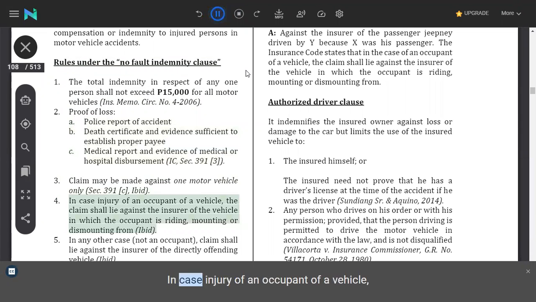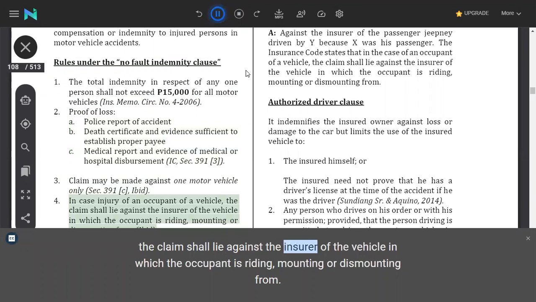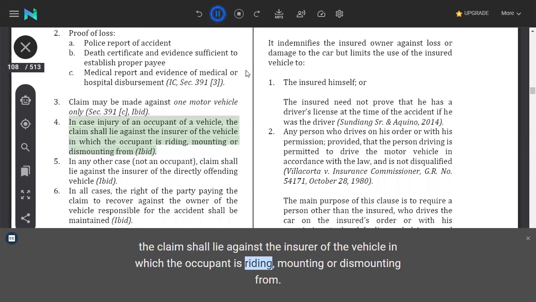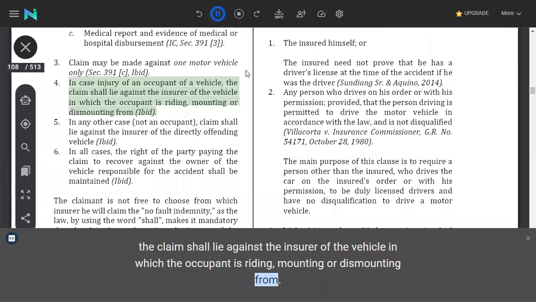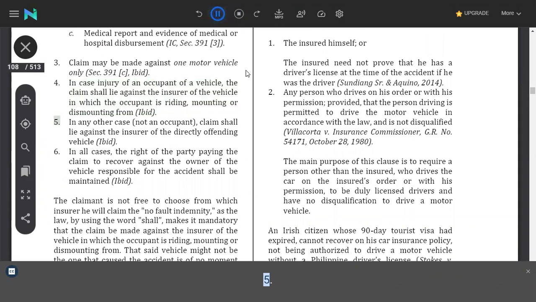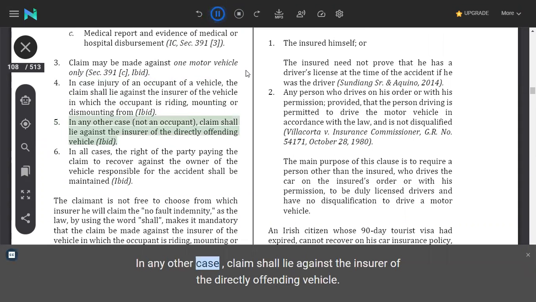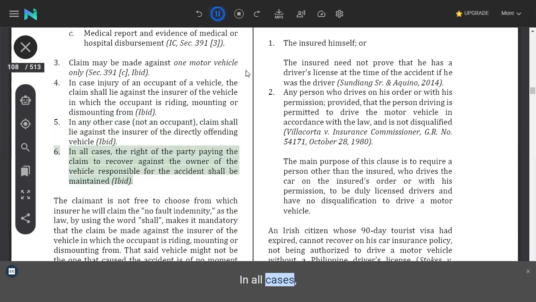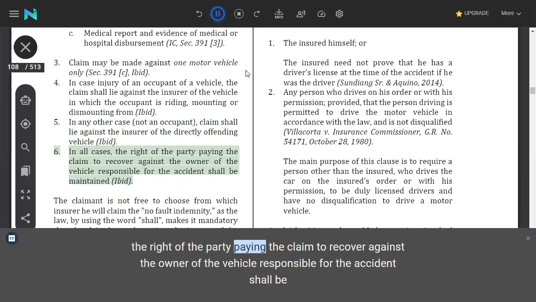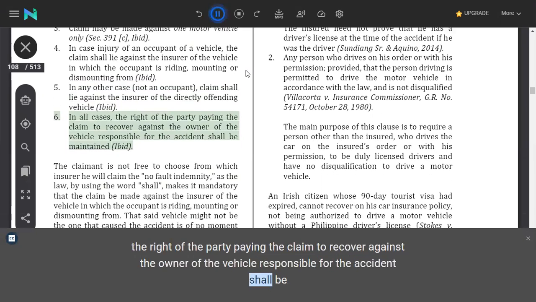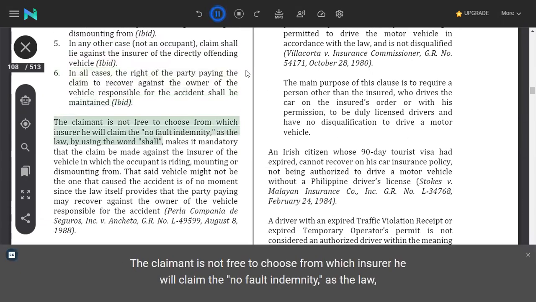4. In case of injury of an occupant of a vehicle, the claim shall lie against the insurer of the vehicle in which the occupant is riding, mounting or dismounting from. 5. In any other case, claim shall lie against the insurer of the directly offending vehicle. 6. In all cases, the right of the party paying the claim to recover against the owner of the vehicle responsible for the accident shall be maintained.